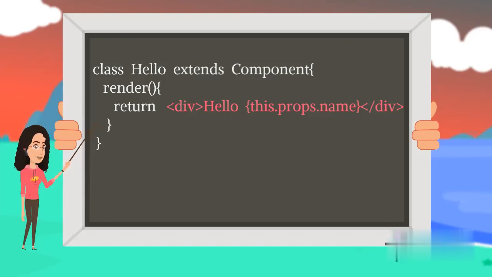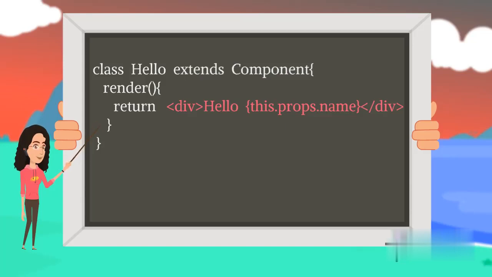As you can see in the example on the screen, the render method returns JSX that is displayed in the UI. A render method can also return null if there is nothing to render for that component. A render method has to be pure with no side effects. Here is a very important point to be noted.